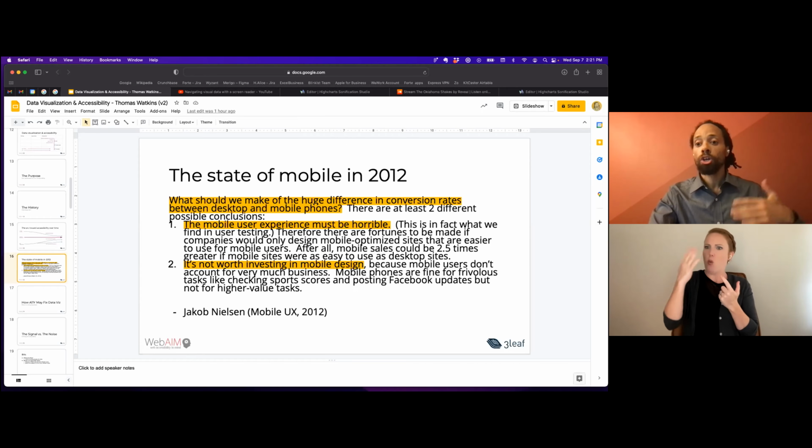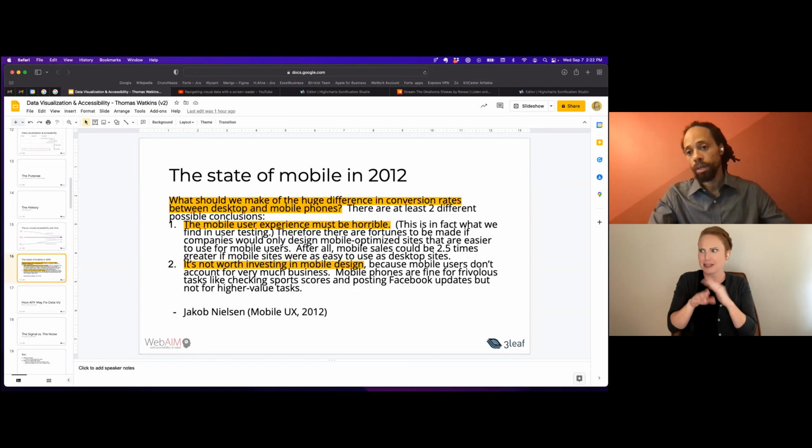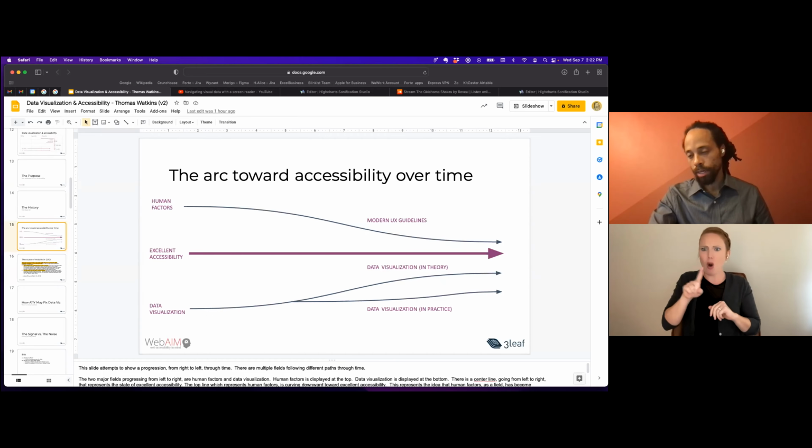And now today, mobile usability in terms of accessibility is far, far better. And many folks who need assistive technologies report that it's come a long way, and in many cases is quite good. Okay, so that is human factors and how far we've come.